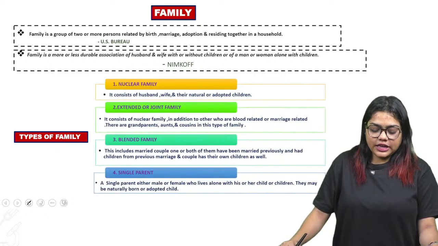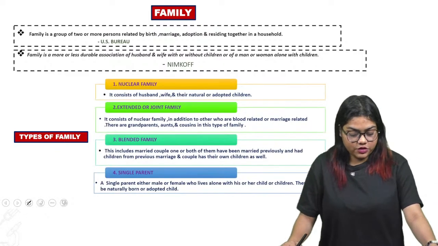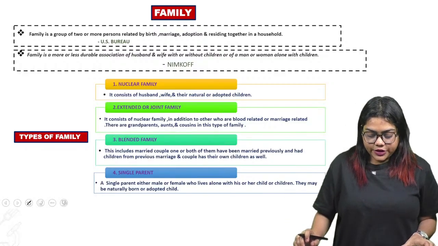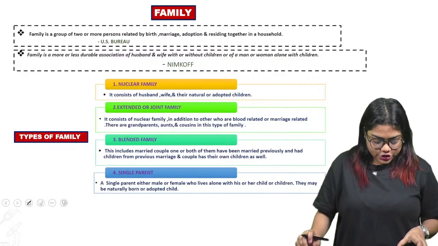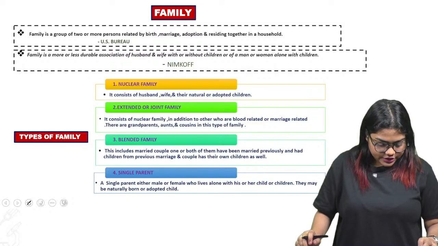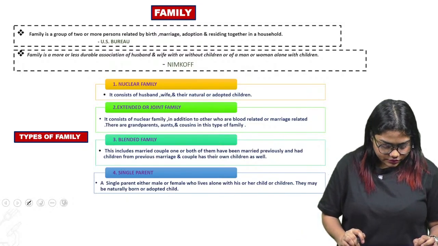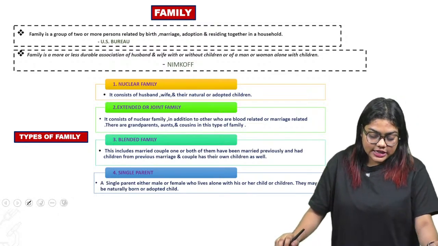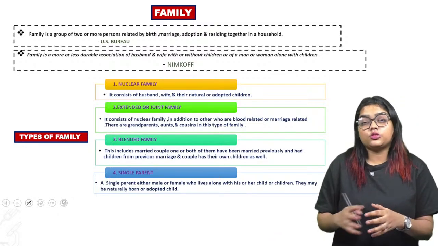Now there are different types of family. First of all is the nuclear family, which consists of husband, wife and their natural or adopted children. Okay, so move on to the next one. The next one is the extended or joint family. Okay, so what is that?